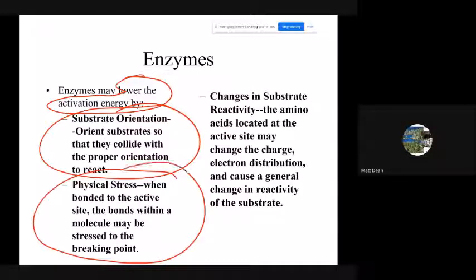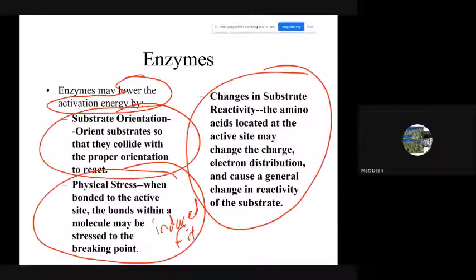Sometimes enzymes put physical stress on bonds. So like we said before, the enzyme can slightly change shape, the whole induced fit idea. And when it does that, it can bend and twist a little bit and put forces on the bonds that cause them to break. And then another thing enzymes can do is they can change substrate reactivity. They can add electrons to or take electrons away from a substrate. They could add phosphate groups or take away phosphate groups from a substrate. And that can change the energy content and therefore the reactivity of that substrate.